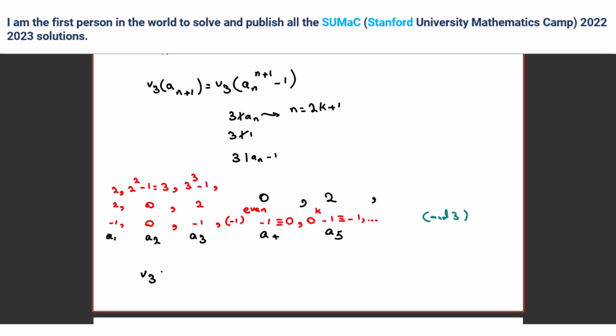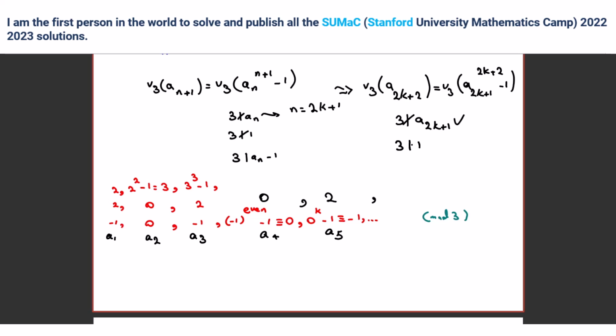Now I want to use this. So I say, okay, from here, I consider V3 of A2k plus 2 is equal to V3 of A2k plus 1 to the power of 2k plus 2 minus 1, right? Then we know 3 doesn't divide A2k plus 1, and that's good. 3 doesn't divide 1, but 3 should divide A2k plus 1 minus 1. Does this condition satisfy or not? No, it does not.